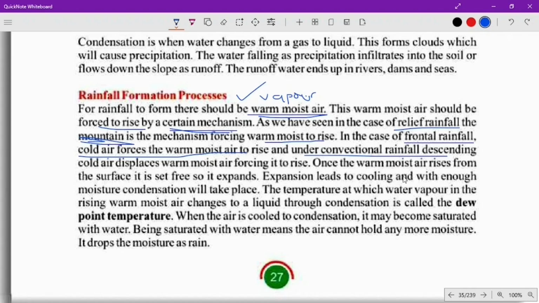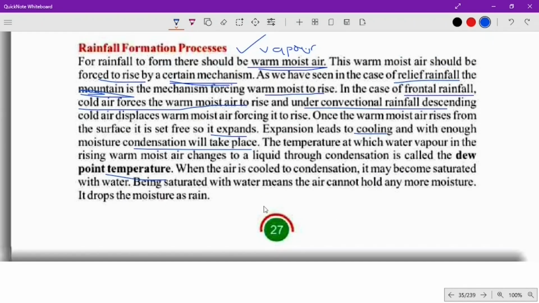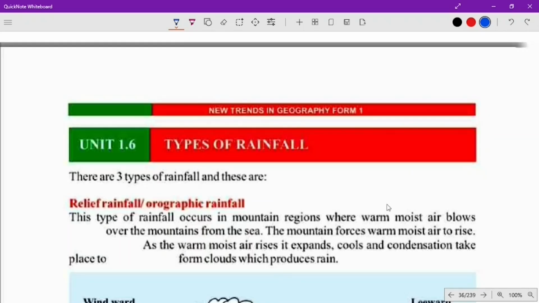Once the warm, moist air rises from the surface, it is set free to expand. Expansion will lead to cooling, and with enough moisture, condensation will take place. The temperature at which water vapor in the warm rising air changes to a liquid through condensation is called the dew point temperature. When the air is cooled to condensation, it may become saturated, and being saturated means it cannot hold more moisture. It will therefore drop again as rain. So that is how rain is formed.